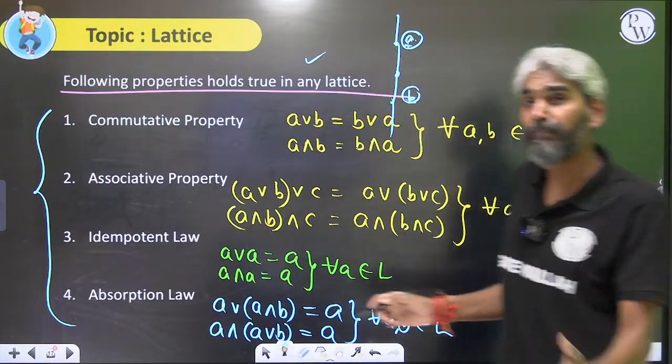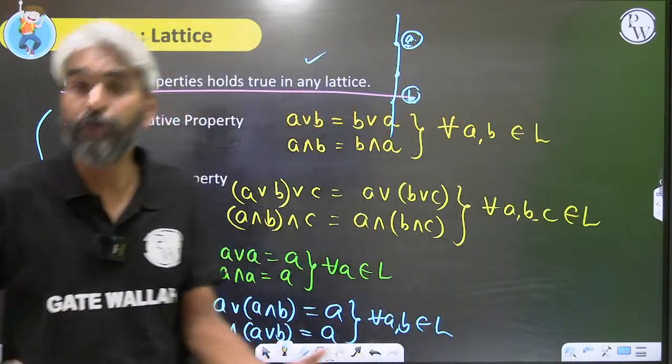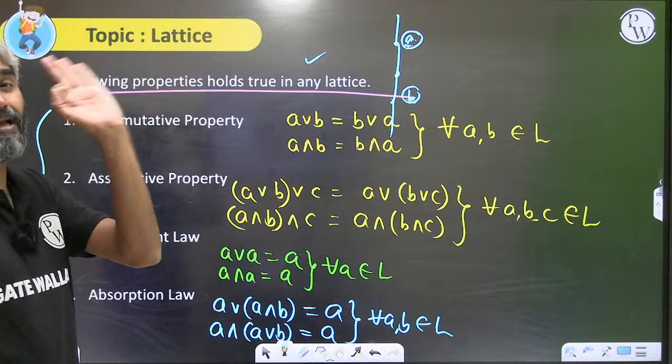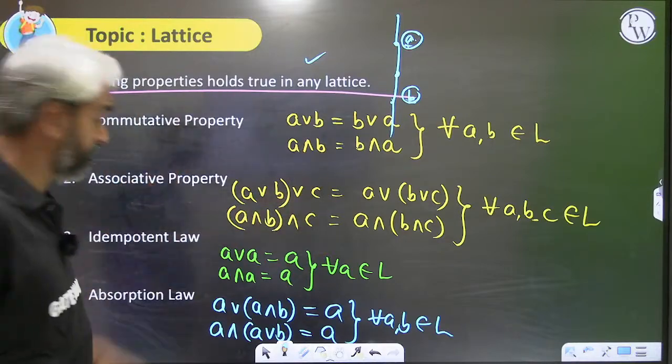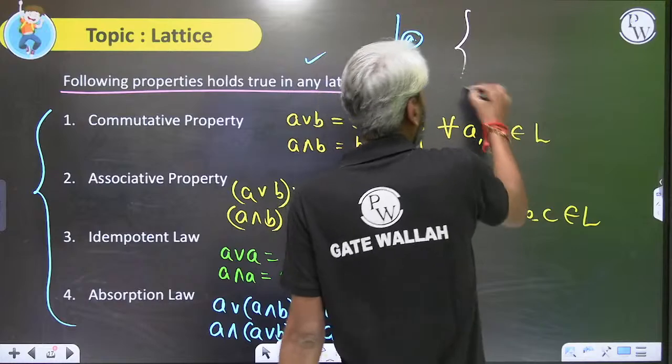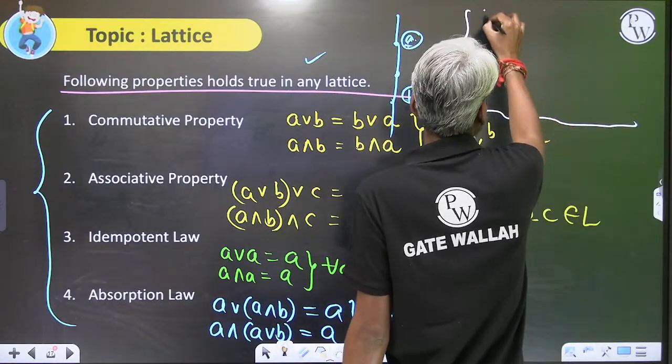But now your question may be that there are some other properties like the distributive property. Does it also hold true in any lattice? No, sir. The distributive property may or may not hold true in a lattice. Note that: the distributive property may or may not hold true in a lattice.